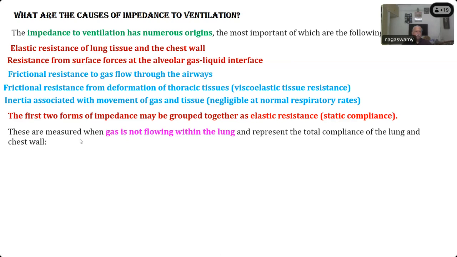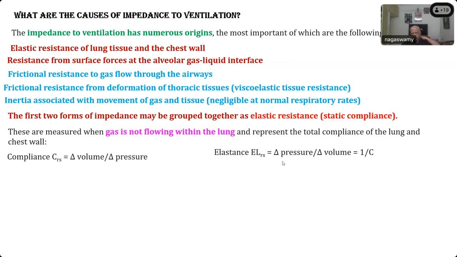That is measured when gas is not flowing within the lung, and represents the total compliance of the lung and chest wall. Compliance is the change in volume to change in pressure. That is the definition of compliance we saw. Whereas elastance is the change in pressure that happens because of change in volume, the opposite of compliance.